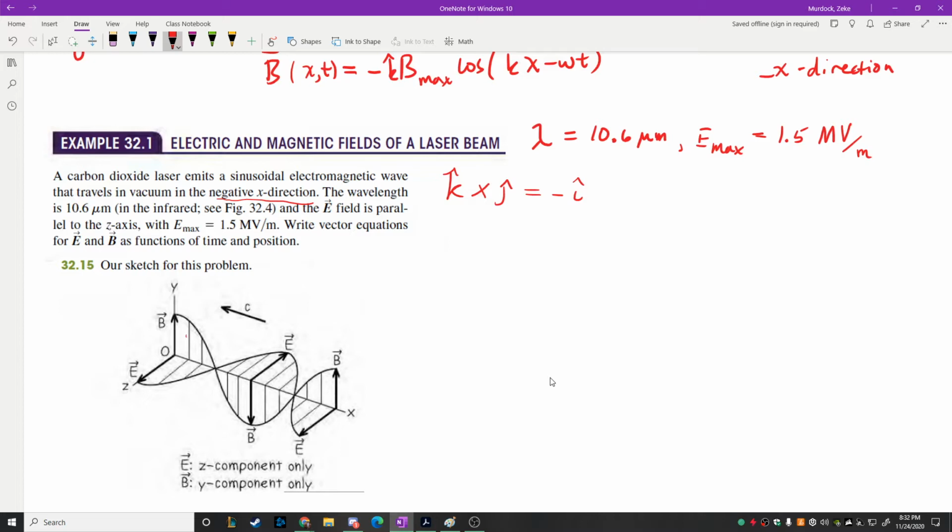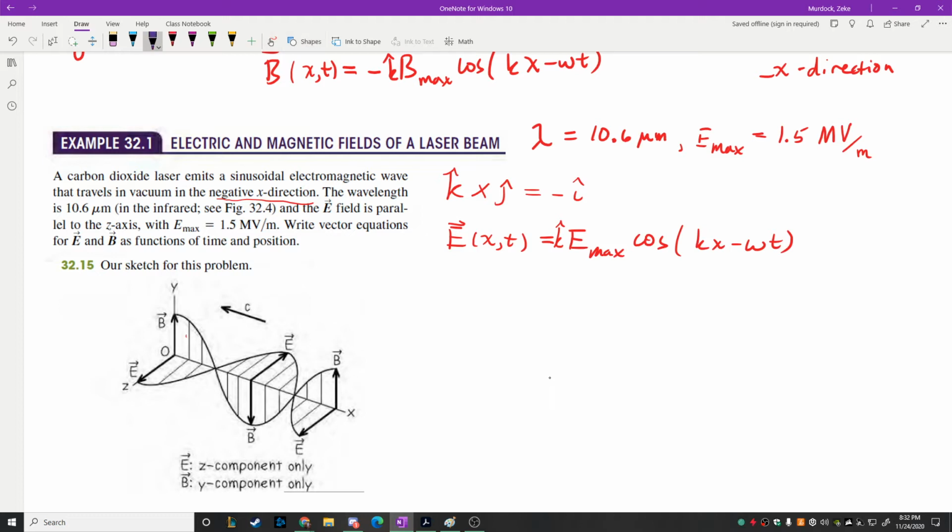All right, let's start off by writing down the electric field equation. Our electric field equation, as a function of x and t, we said above, is equal to E max multiplied by the cosine of kx minus omega t. And in this case, it's going to be multiplied by k hat to make it point along the z direction only. So we just need to figure out what k, omega, and E max are. So let's go ahead and start doing that.